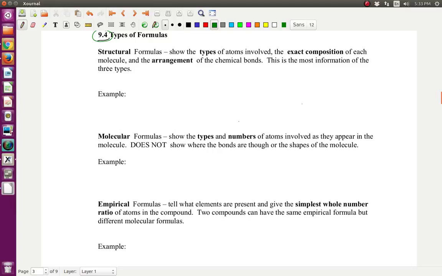We're going to learn about 3 types of formulas. Structural formulas are first. Structural formulas show you the types of atoms, the exact composition, basically how they're put together, and what kind of bonds they have, the arrangement of the chemical bonds. So here's a couple examples.